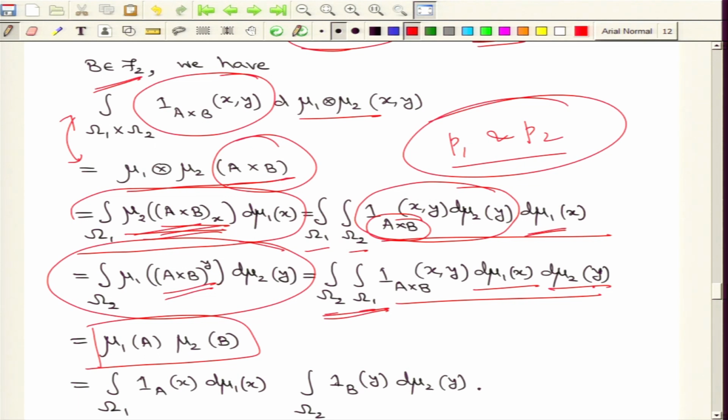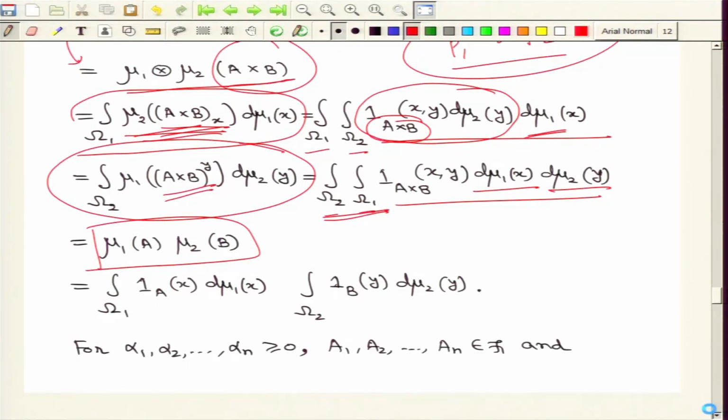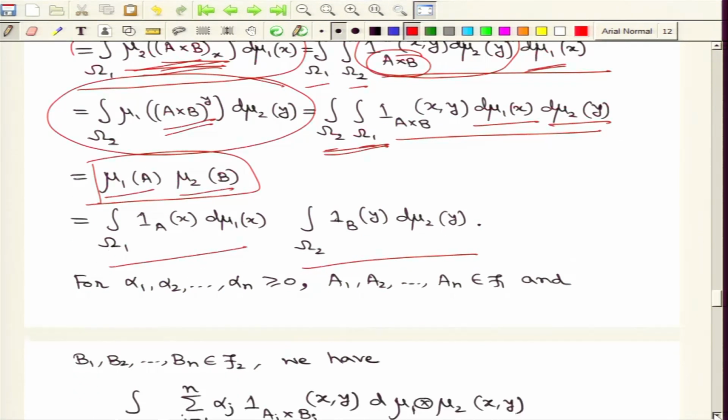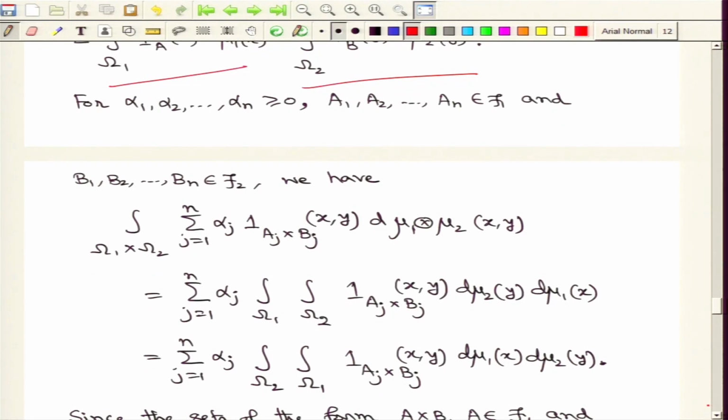Now, for this product type sets A cross B, what we have identified is a connection between P1, P2 and mu1 tensor mu2 as we have constructed. Now, let us write it in another notation also, because it is the product of the numbers mu1 of A and mu2 of B. Therefore, we can separately write them in terms of these integrals over one variable. One is over the variable x, another is over the variable y. Now, this identification that we performed for the indicator of A cross B can be repeated for multiple such product type sets A_i cross B_i.